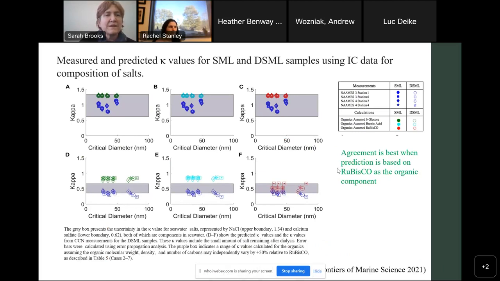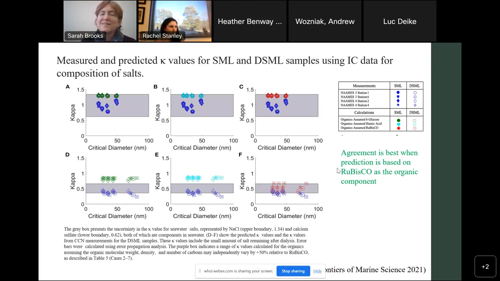Then we decided to compare measurements to predictions and see which composition was the best. This will give us an idea of what assumptions for organics are the best. In the top panels, I now have my critical diameter on the x-axis and my kappa values on the y-axis. The untouched sea surface microlayer samples, just re-aerosolized and measured for their CCN activity, are in the solid dark blue in the top row. And we're comparing them to that gray bar there.